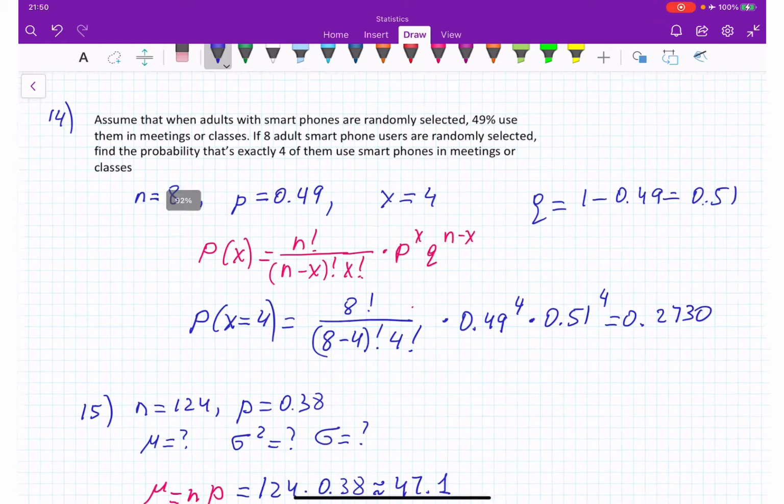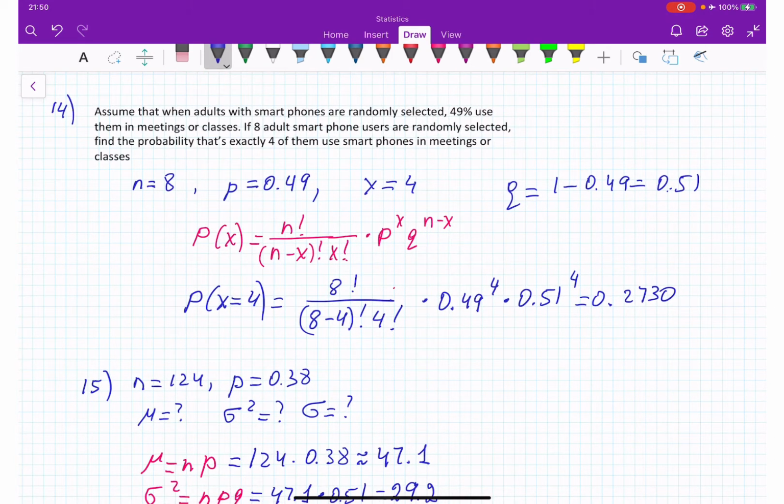All right. Assume that when adults with smartphones are randomly selected, 49%, here it is, 0.49, use them in meetings or classes. If 8 adult smartphone users are randomly selected, find the probability that exactly 4 of them use smartphones in meetings or classes.